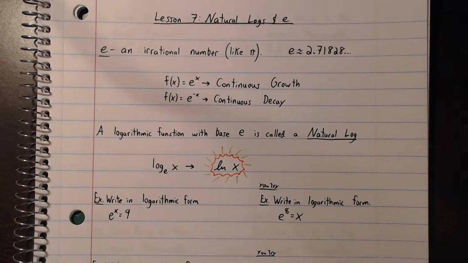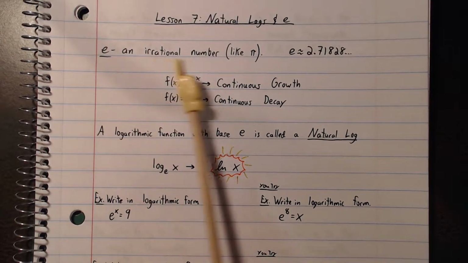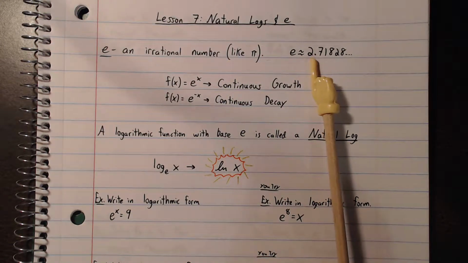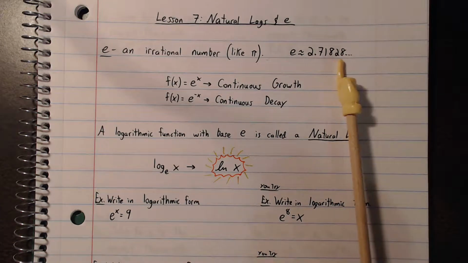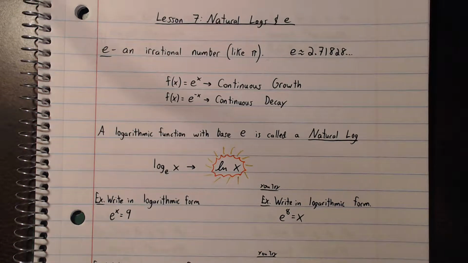No, not E, the drug. We're talking E, the irrational number, kind of like pi. No, not pi, like the food pie, the irrational number. Okay, e is an irrational number. It's roughly 2.71828, and it goes on and on forever.